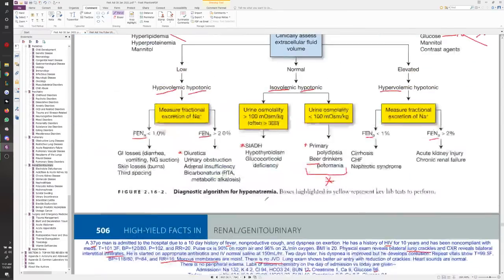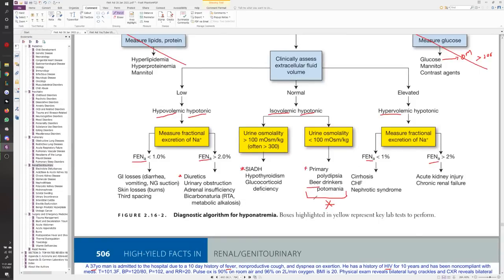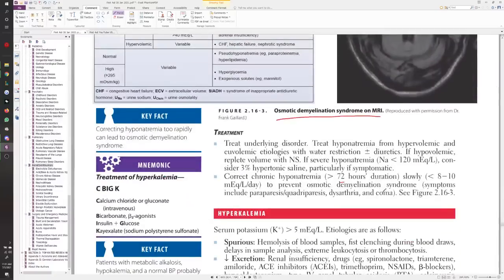But before that, we have a whole laundry list of issues that could be wrong in that person, and we need to focus on that issue, right? Because there's no point in fixing the sodium if you didn't fix the issue, because then the sodium is going to become bad again anyway. So treat the underlying disorder first, and then treat the hyponatremia from hypervolemic and euvolemic etiologies with water restriction, plus or minus diuretics. If the patient has low volume, then replete the volume first with normal saline. Right? If there's severe hyponatremia, consider 3% hypertonic saline, particularly if they're symptomatic.